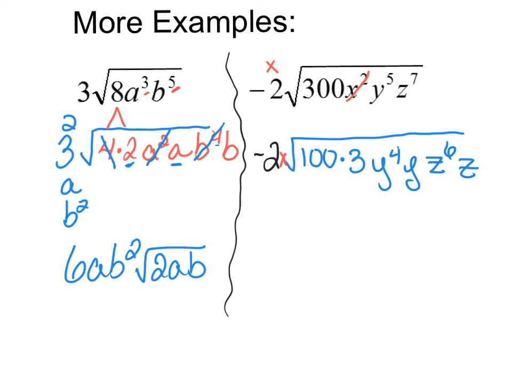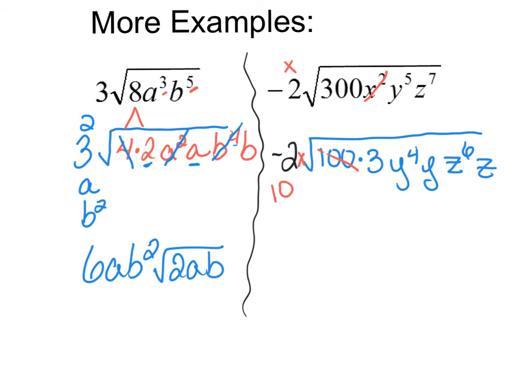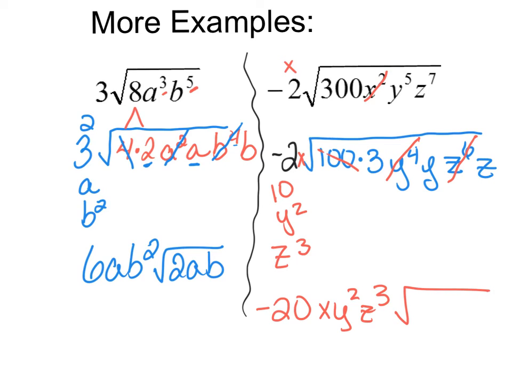Now, if I look at what's under the radical, the square root of 100 is 10. There is no square root for 3, so I'm going to leave it. Half of 4 is 2, so this is y squared. The y stays. Half of 6 is 3, so that's z to the 3rd. And the z stays all by itself. If I multiply what I'm left with in the front, I get -20 x y squared z to the 3rd. And under the radical, I have a 3, a y, and a z.